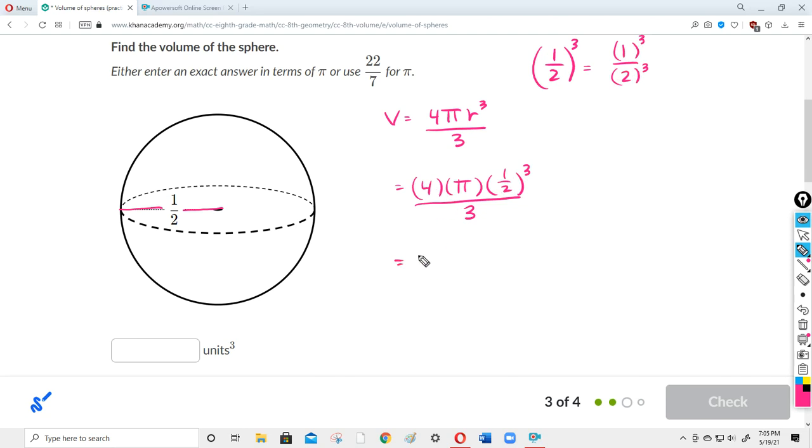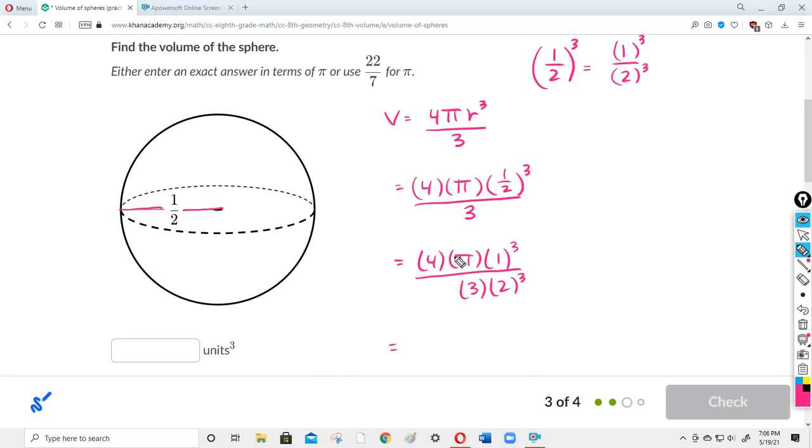So in the numerator, I still have 4. I still have pi. And 1/2 to the third, I have 1 to the third on top. Okay, and I have 2 to the third on the bottom in the denominator. And I also have 3 in the denominator. Okay, so instead of 1/2 to the third, we did 1 to the third over 2 to the third. Everything else stayed the same.